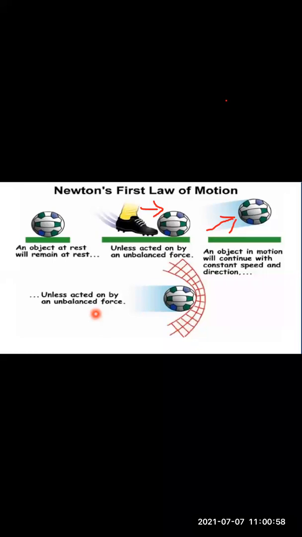Here, there are two unbalanced forces that are seen in this picture. The first unbalanced force is the force exerted by the footballer on the football. Okay. And the second force that we are seeing is exerted by the net on the football. This is the reason why the football would come to rest. So there is always an unbalanced force which is responsible for the state of rest and also for the state of motion.